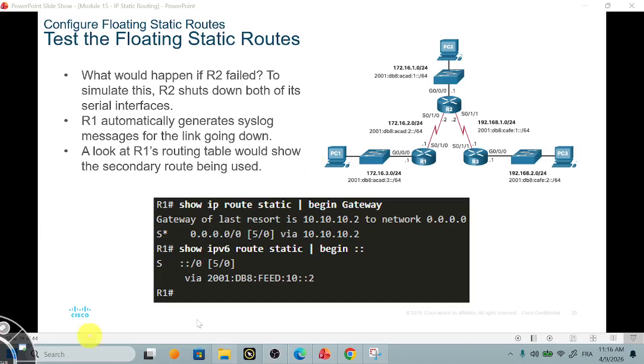In this lecture we learned to configure static routes, default static routes, and floating static routes. Thank you for your attention.